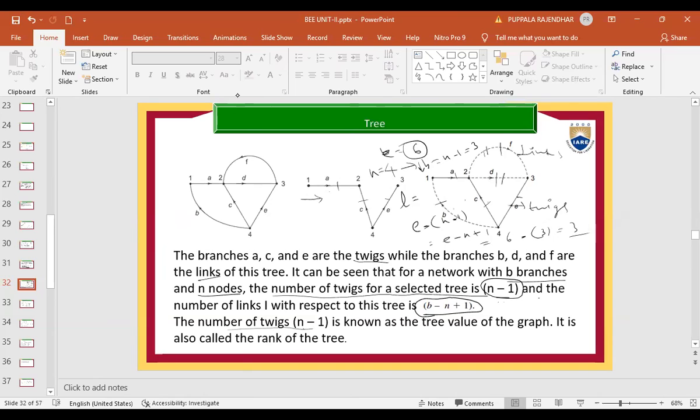So the number of nodes is n, and the number of branches is n-1, which is also called the rank of a tree. That is equal to the number of branches, known as the tree value of a graph, and it is also called the rank of a tree.